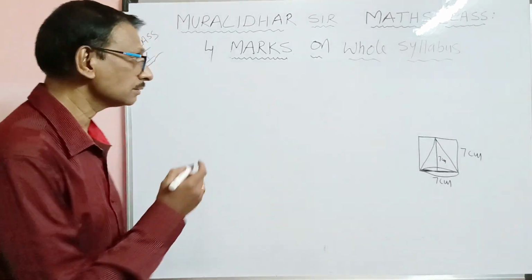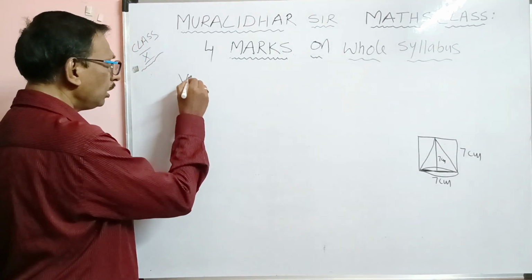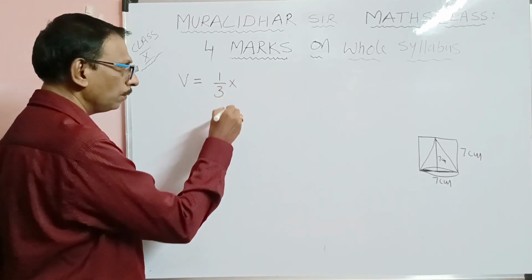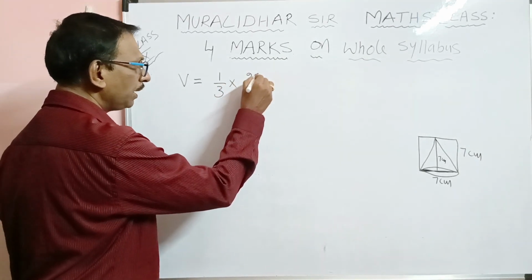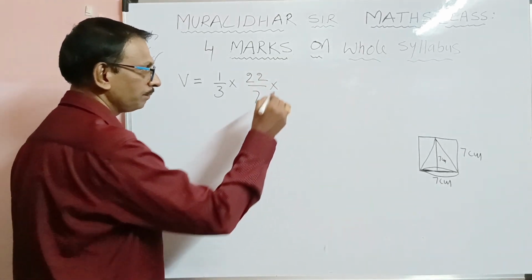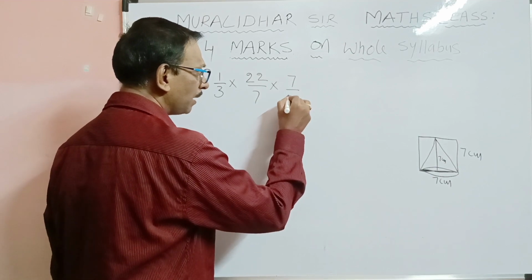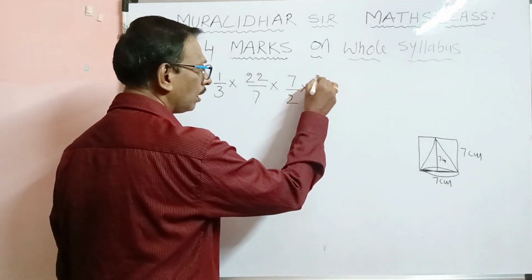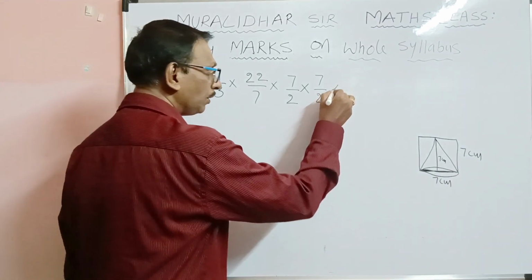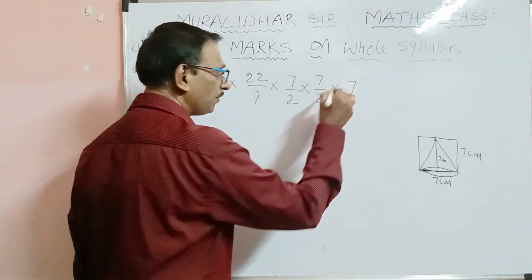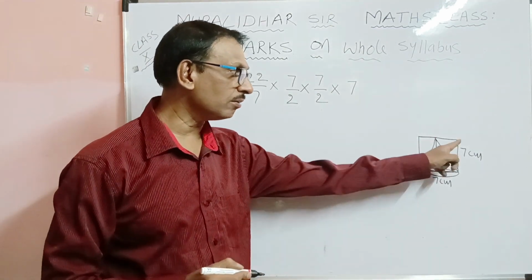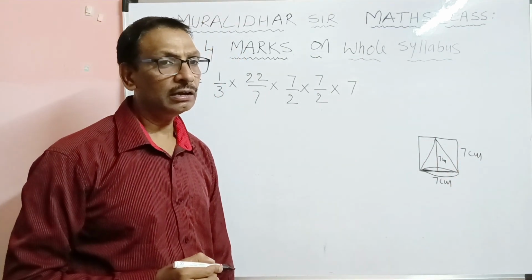That is, volume is equal to 1 by 3 into pi, which means 22 by 7, r square. The value of r is 7 by 2. R square means 7 by 2 into 7 by 2, into h. The value of h is 7 centimeters, because the height of the cone is equal to the edge of the cube only.